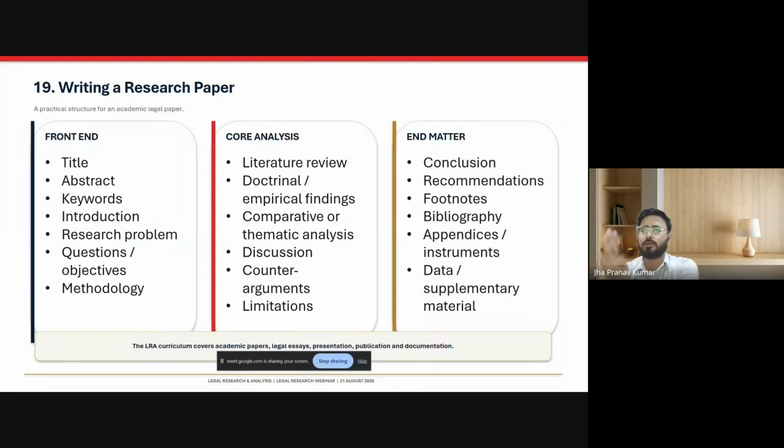Going in detail about the core analysis, about the literature review, be it doctrinal or empirical, right? Or comparative or thematic or discussion for that matter. Then you come to the end, that is the conclusion, recommendations. See, recommendation is very important.